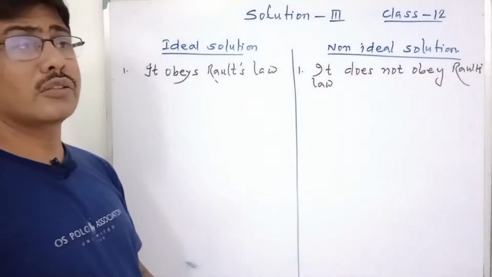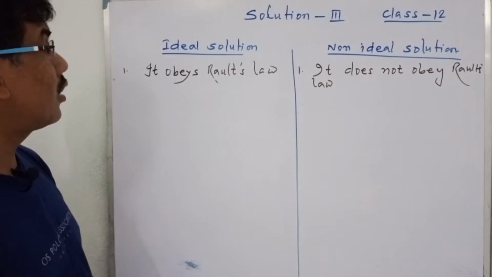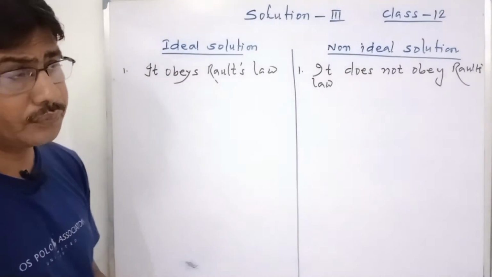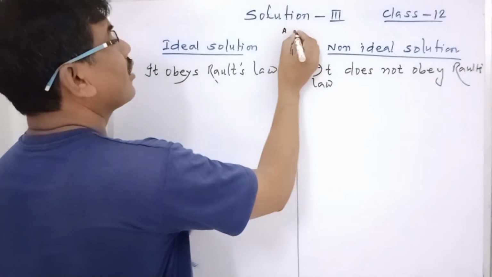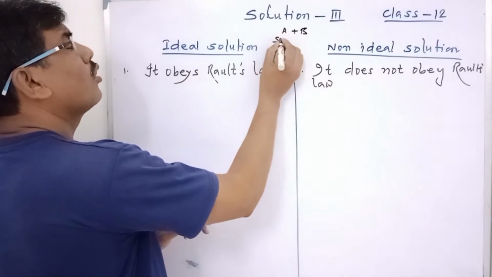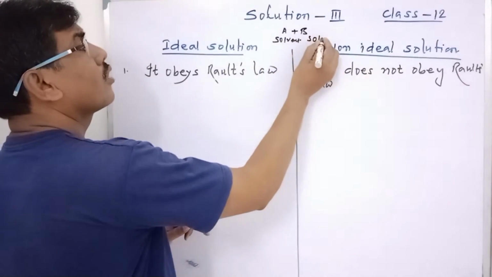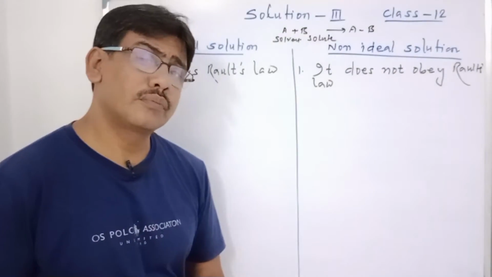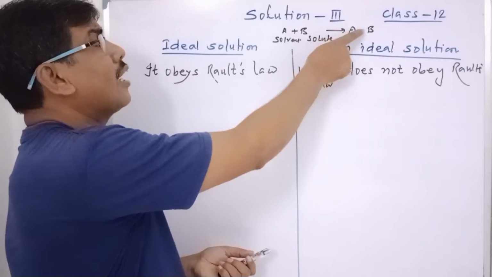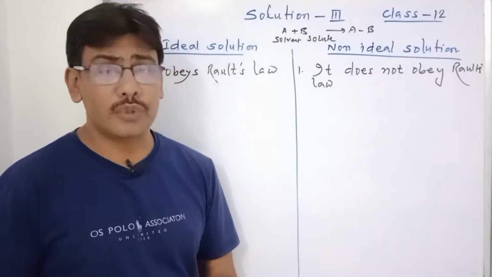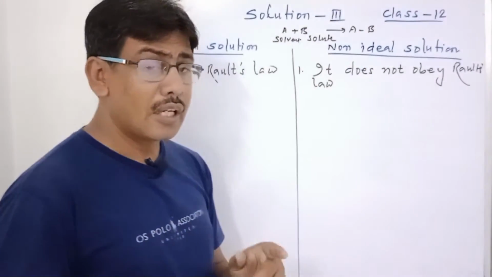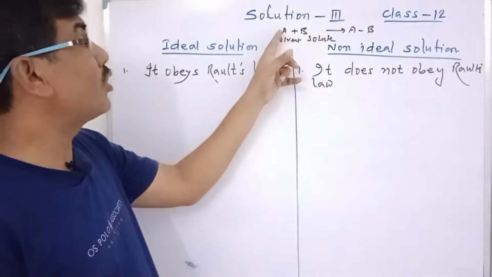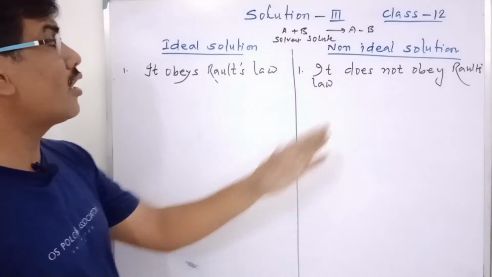Ideal solution. The solution which obeys Raoult's law is known as the ideal solution, and the solution which does not obey Raoult's law is called a non-ideal solution. If A and B are the two components, that is solvent and solute, they mix to form AB, the solution. For an ideal solution, the intermolecular force of attraction between A and B is similar to those of their pure components. If the attractive forces between A and B molecules, that is solute and solvent molecules, are not similar to those of their pure components, that is AA and BB, this is not an ideal solution.